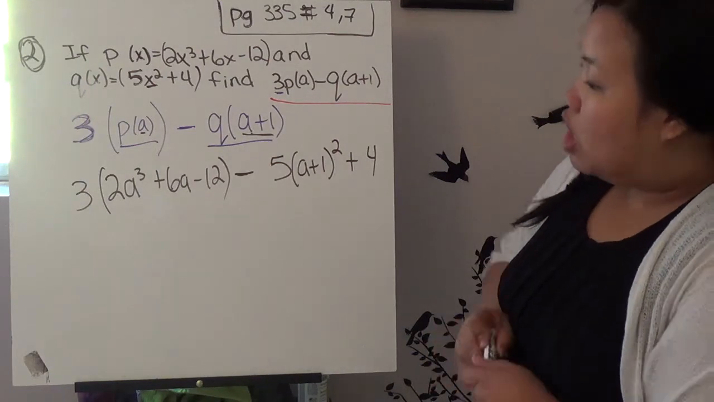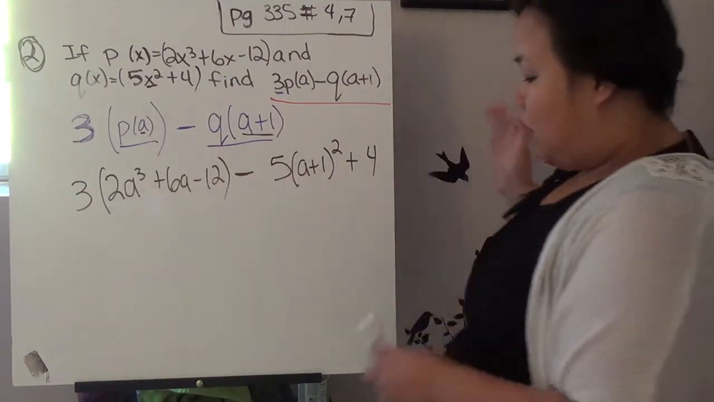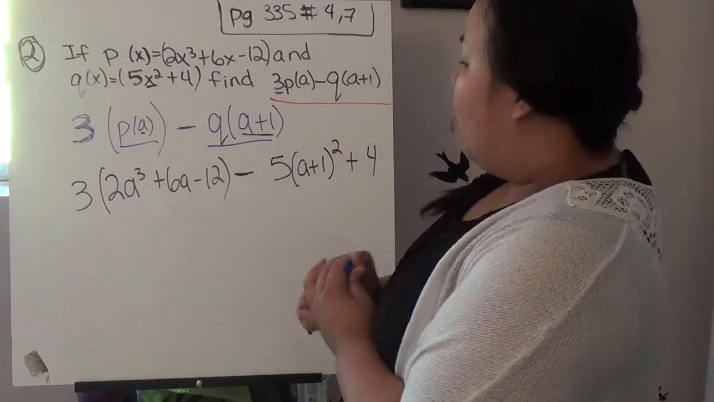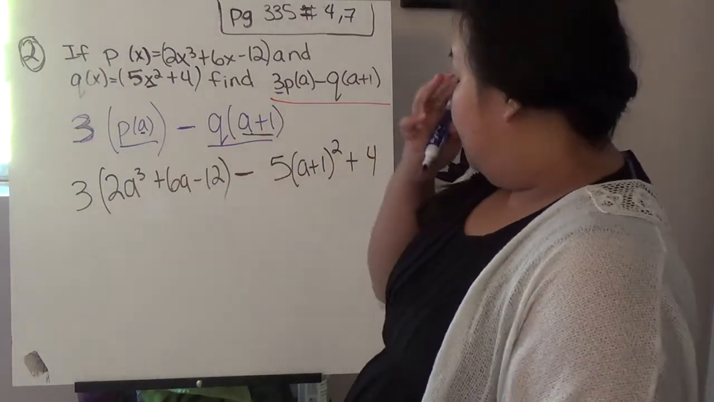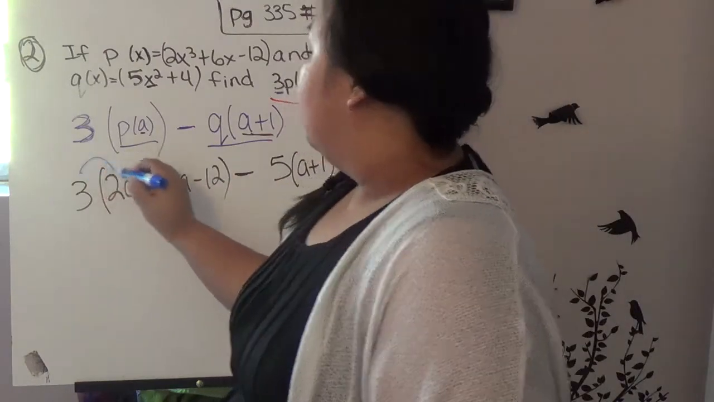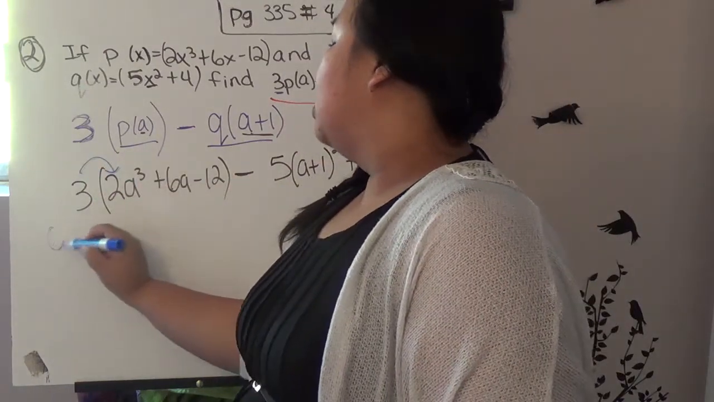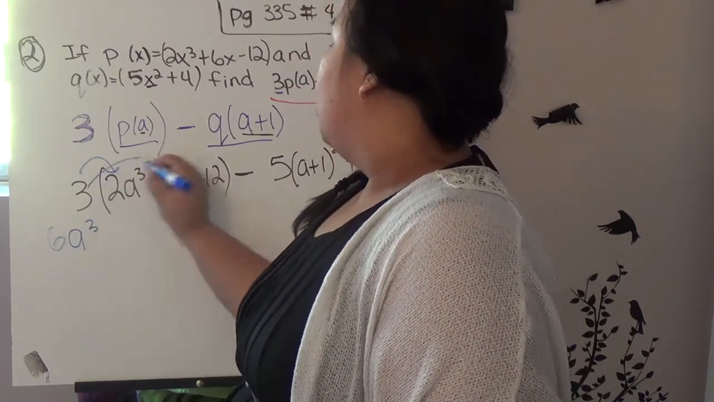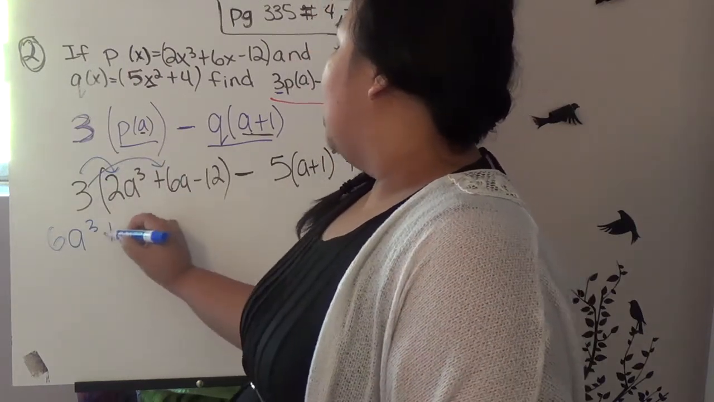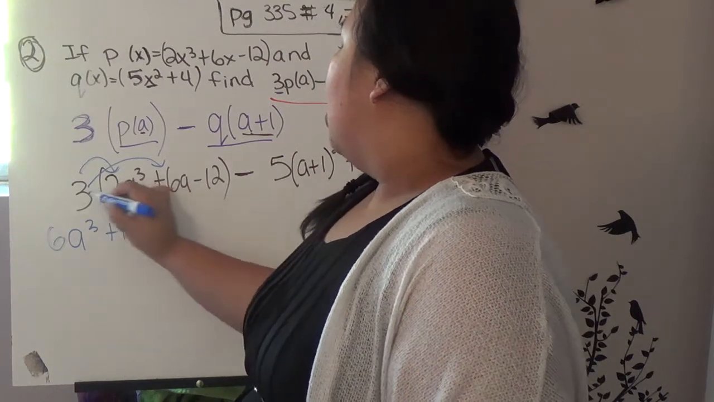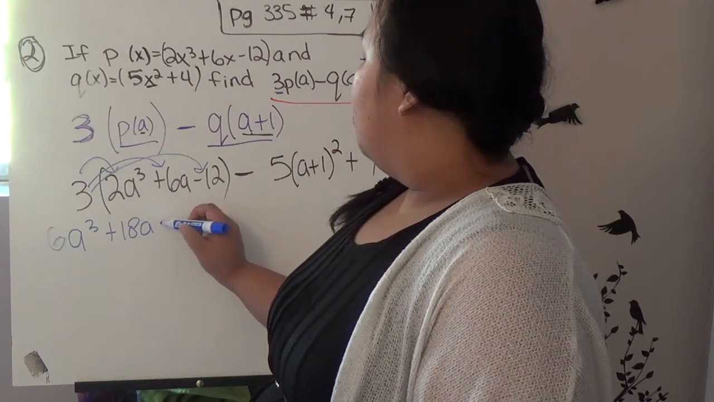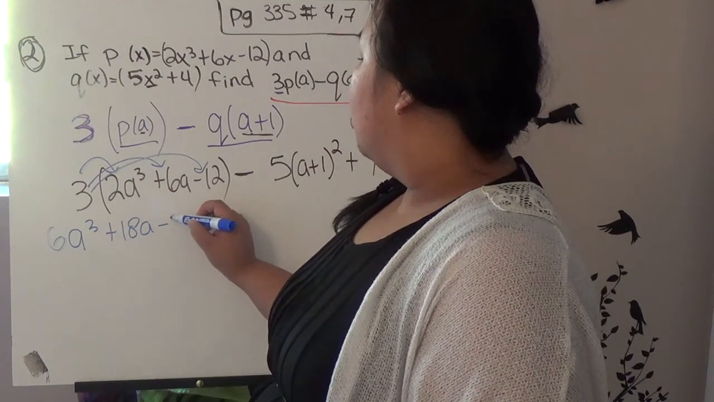So this is the hardest part, is just setting it up. And then after that is math, but it's a little tricky. Because here, all I have to do is distribute, right? 3 times 2 gives me 6a cubed. 3 times 6 gives me 18a. And 3 times negative 12 is negative 36.